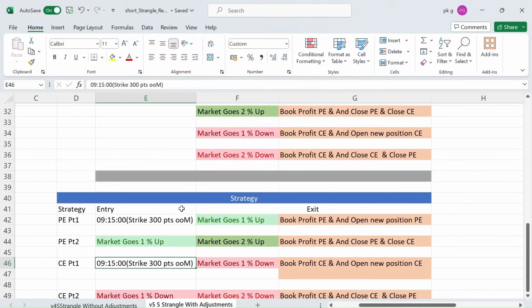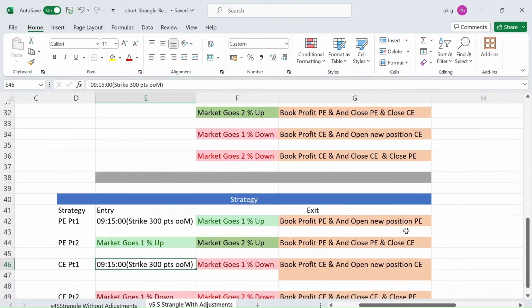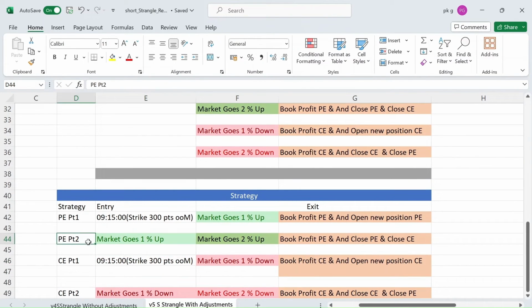And when the market goes 1% up, we have to book the profit in PE. That means we have to close this PE. So this becomes the exit condition for our PE part 1 strategy. So when the market goes 1% up, we will close this PE portion, which is booking the profit, of course, and we have to open a new position. So for that, we are maintaining PE part 2 strategy. So this exit condition here becomes the entry condition for PE part 2.